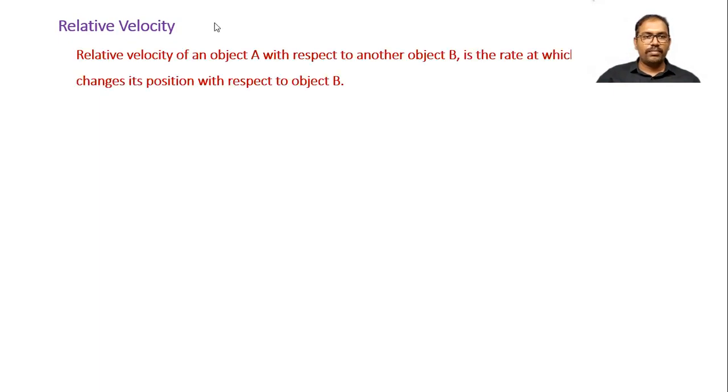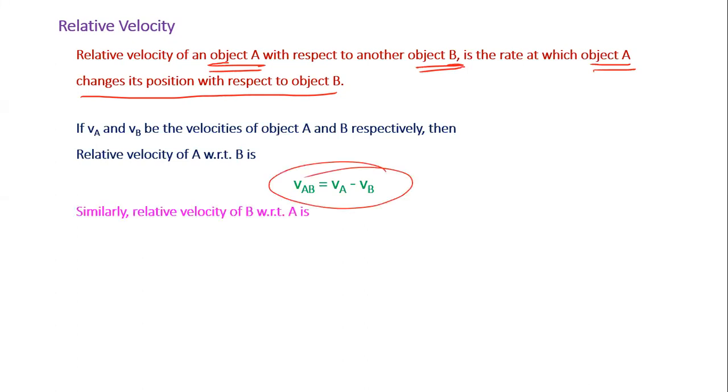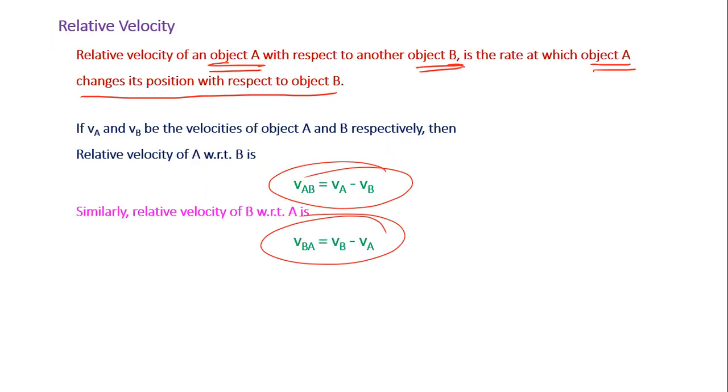Now we learn relative velocity. What is relative velocity? Velocity with respect to one another is the relative velocity. The relative velocity of object A with respect to another object B is the rate at which object A changes position with respect to B. If I consider VA and VB to be the velocities of objects A and B respectively, then the relative velocity of A with respect to B we can write as VA minus VB. Similarly, the relative velocity of B with respect to A we can write as VB minus VA. So this is the relative velocity.